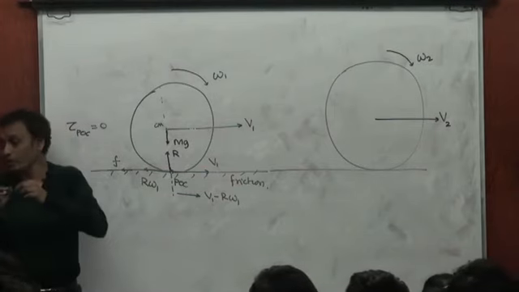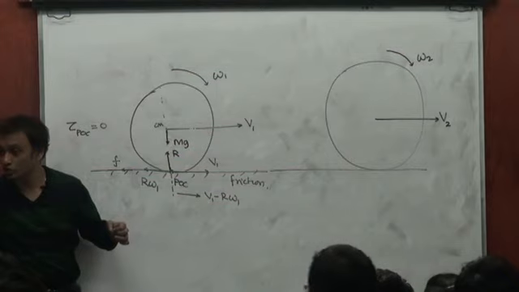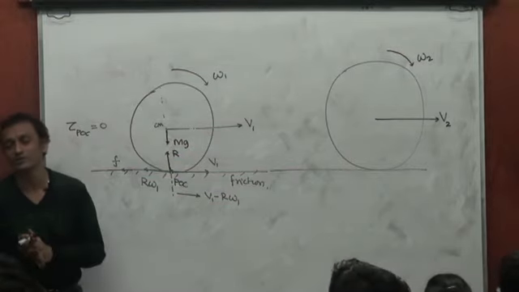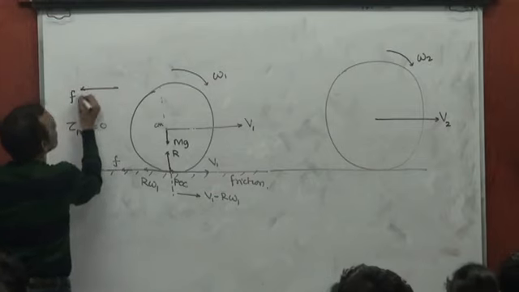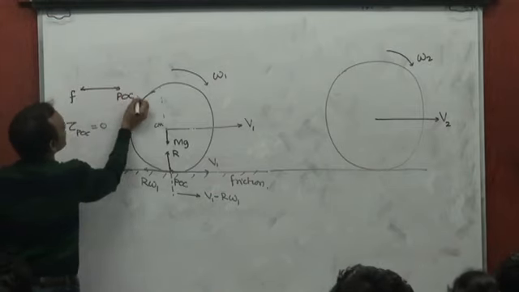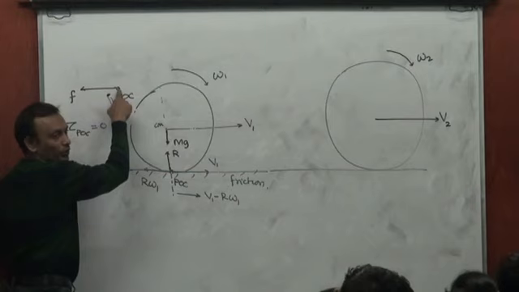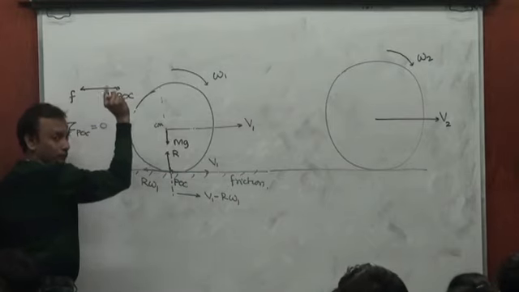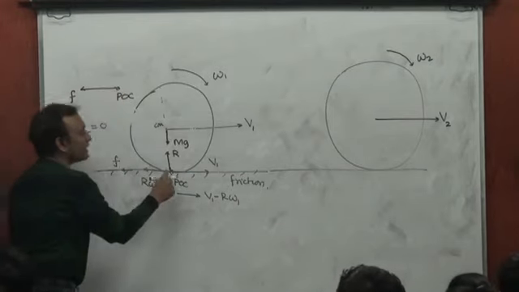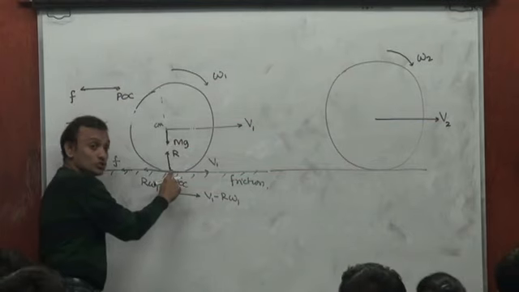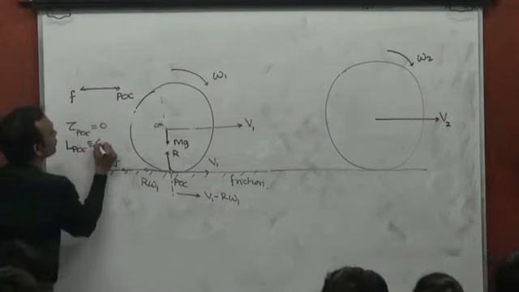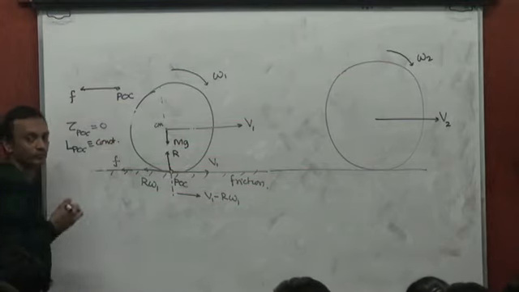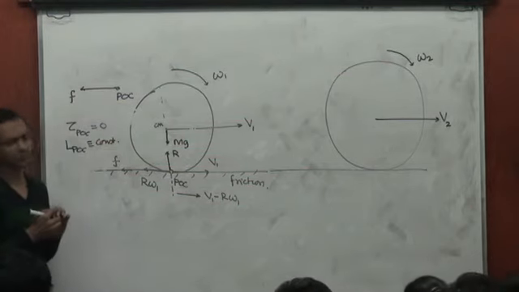See, if a certain point is chosen along the line of action of a force, then the torque about that point must be zero. If this is the direction of frictional force and this is the point of contact, what's the torque that this produces about the point of contact? R is zero, right? Perpendicular moment arm is zero. So the net torque about the point of contact is zero, which means angular momentum about the point of contact must be constant.